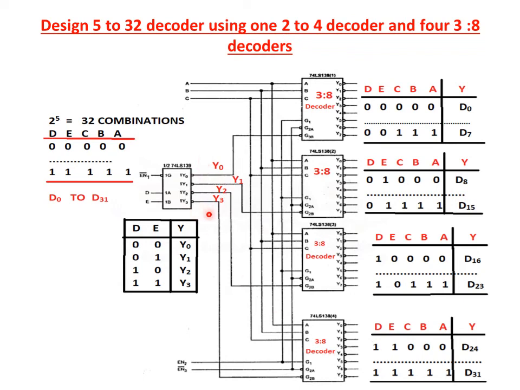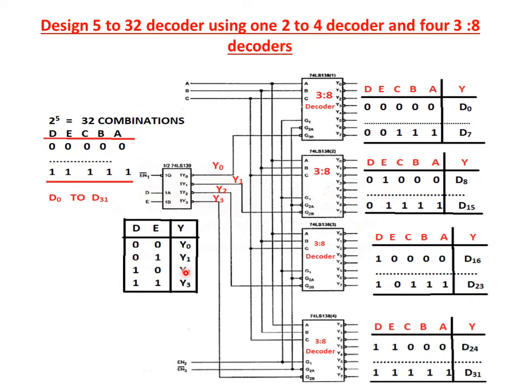This Y0 to Y3 act as an enable input for each decoder, and A, B, C are the three inputs for each decoder, and these D and E inputs act as selection inputs. So for Y0, the DE inputs are 00. So here you see D0 to D7, the DE inputs are 00. Next, Y1 output combination, DE is 01. Here you see D8 to D15, DE value being 01.